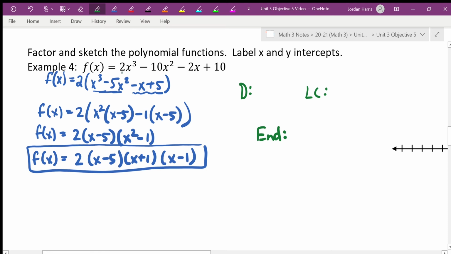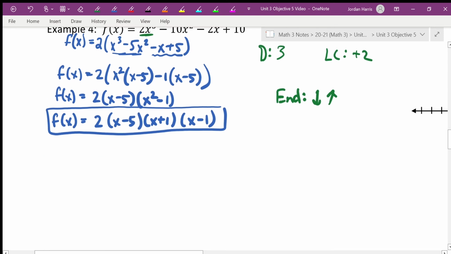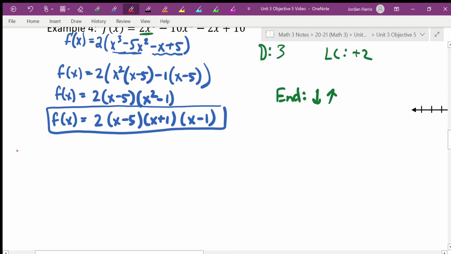So I'm going to look at the original. Leading term, highest exponent right there, so degree is 3, positive 2 lead, odd, positive, down, up. Then we need our x-intercepts. So set y equal to 0. Remember, f of x is the same as y.